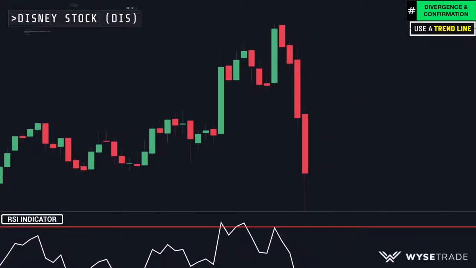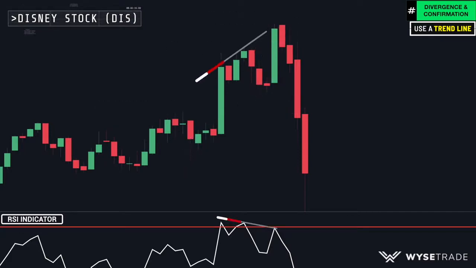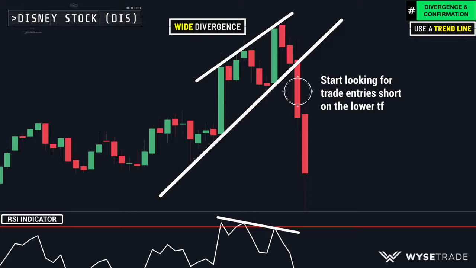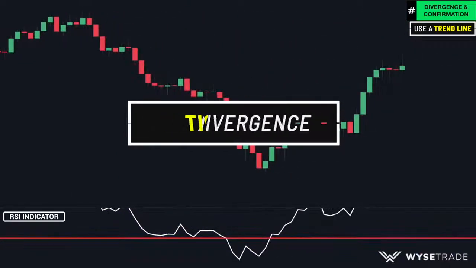Here's the Disney stock. You again had your moving uptrend as price was making higher highs and higher lows. You had your clear wide divergence. You then had your trend line applied. And once you had price break through the trend line, the divergence is confirmed, which presented a possible short trade opportunity. So let's go through the same concept, but with tight divergence.